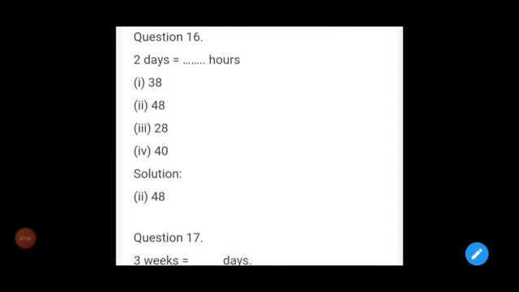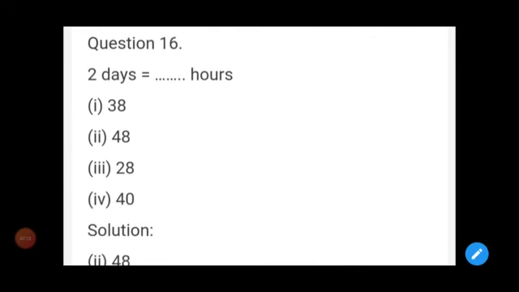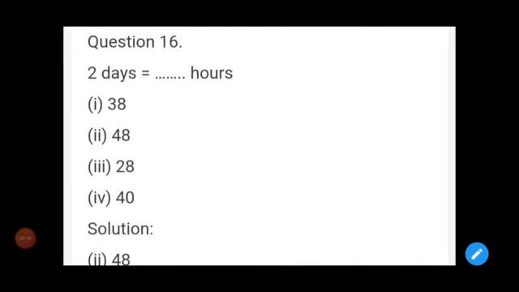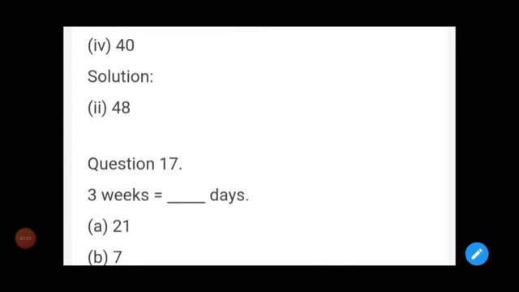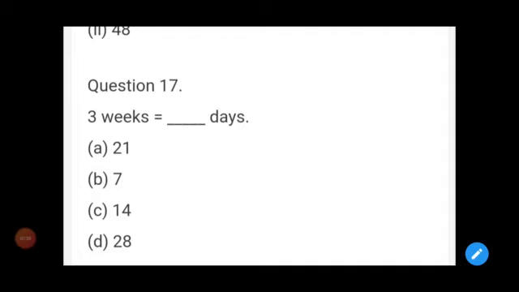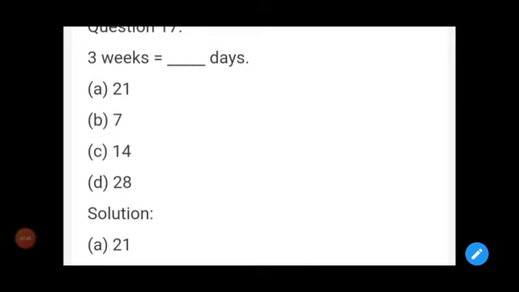Next, objective type questions in exercise 2.2. First, question number 16. 2 days equal to dash hours. We know that 1 day equal to 24 hours. So 2 days equal to 48 hours. Our answer is 48 hours. Okay. Next, question number 17. 3 weeks equal to dash days. So 1 week equal to 7 days. So 3 weeks equal to 3 into 7. It is 21 days. Clear?